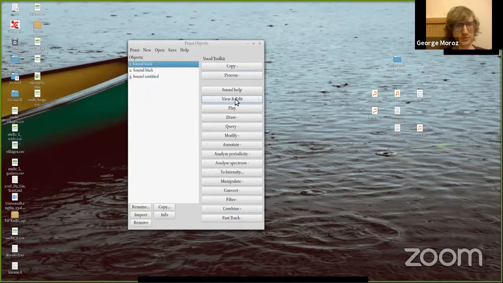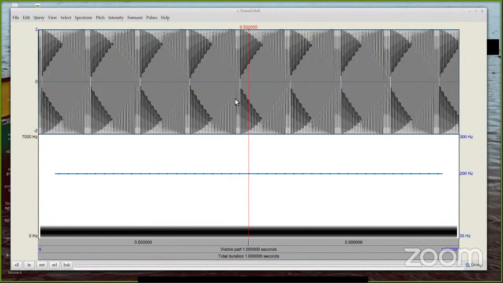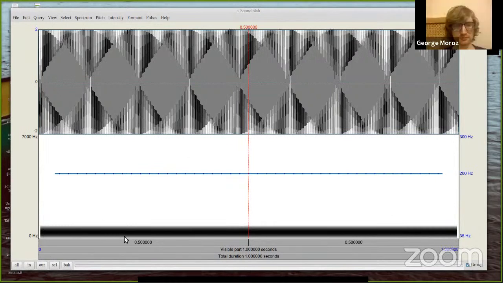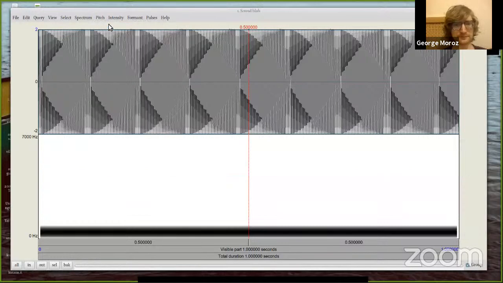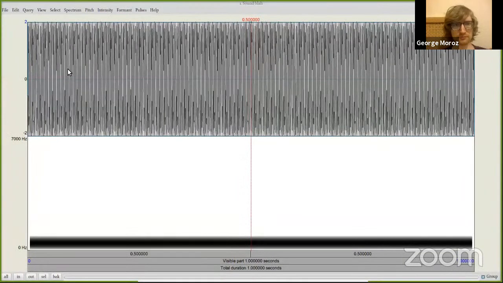First thing that you can do is press view and edit. And you'll see something like this. Here you see the just simple frequency, and this is actually around 400 hertz. And at the top, you can see oscillogram. We actually discussed this on the previous lecture. So here is oscillogram, and this is spectrogram.